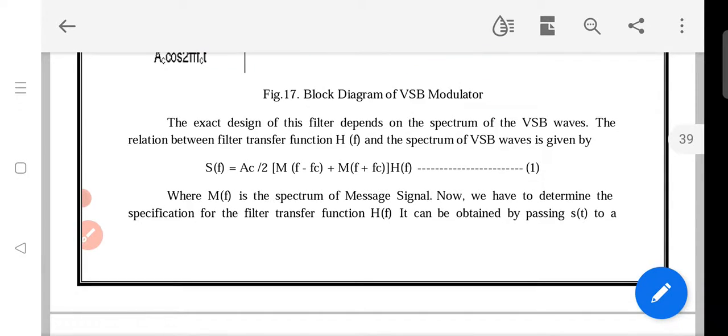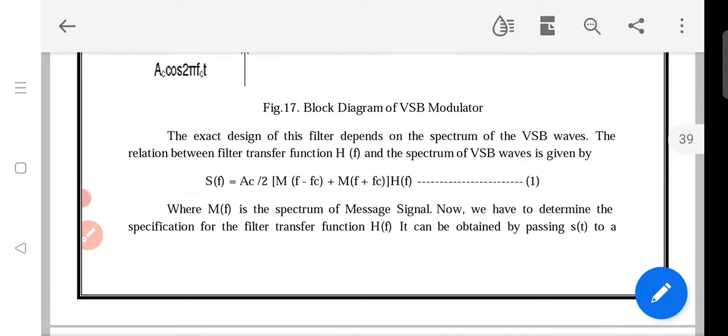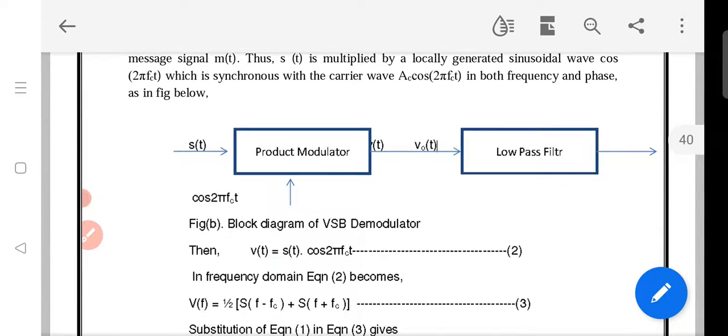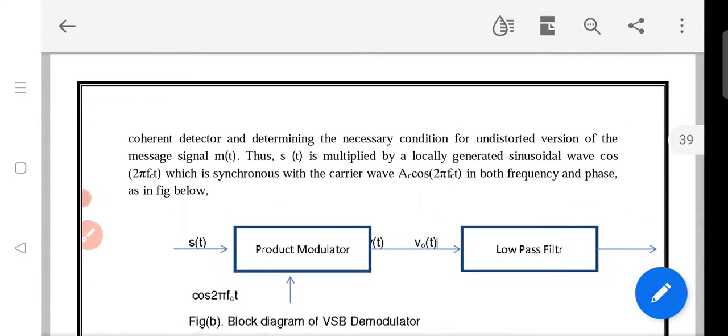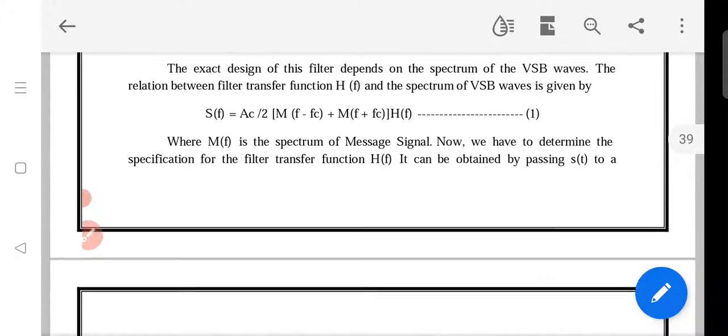Okay. So, this is the equation: S of t equals Ac by 2 [f minus fc plus f, f plus fc] into H(f). H is the Hilbert transform, which we also discussed for the transforming techniques in the case of SSB-SC techniques.